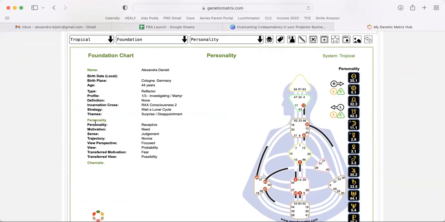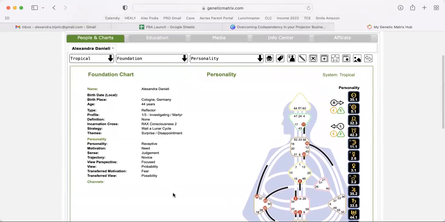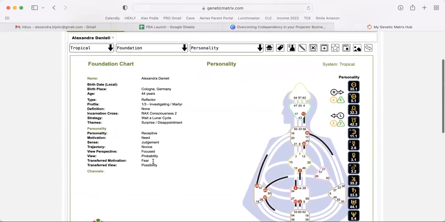So for me, that's need. The transferred motivation is fear, and you will learn what that means when you go into the documents for it. But transferred motivation basically means that when I'm in my not-self, I think that I should be motivated by this, but it usually doesn't feel good. So then I know I can come back to my motivation of need.